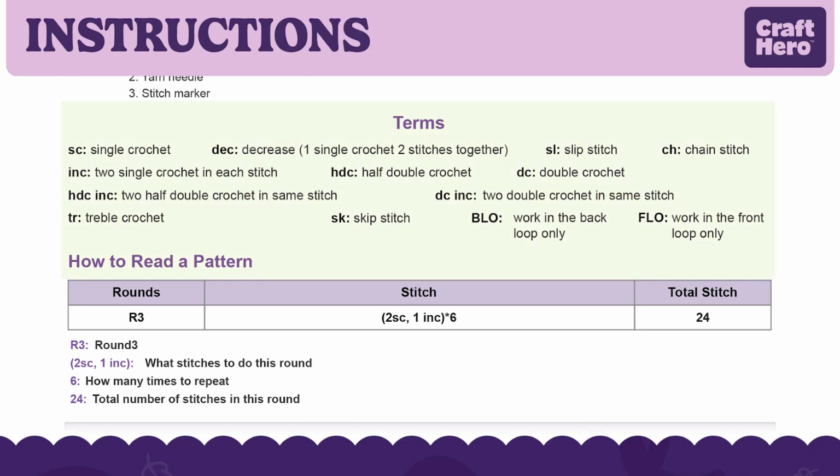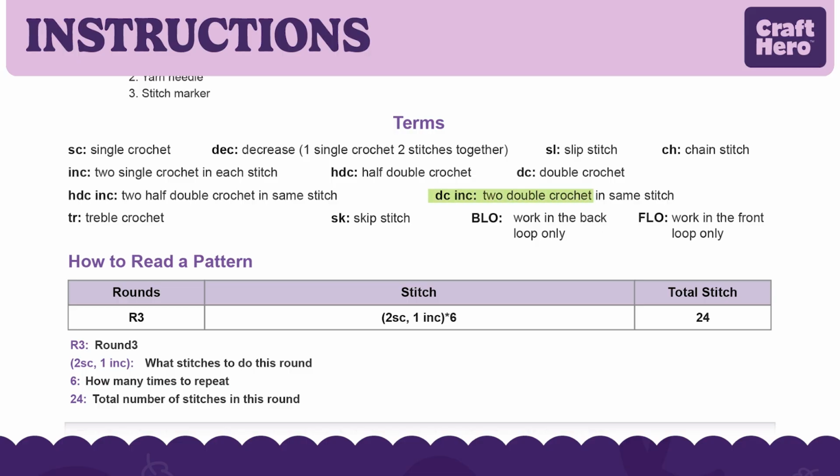Here are the abbreviations of the crochet patterns used. Shorthand, here are a few examples. SC equals single crochet. DEC equals decrease, single crochet two stitches together. SL equals slip stitch. CH equals chain stitch. INC equals 2 single crochet in each stitch. HDC equals half double crochet. DC equals double crochet. HDC INC equals 2 half double crochet in the same stitch.